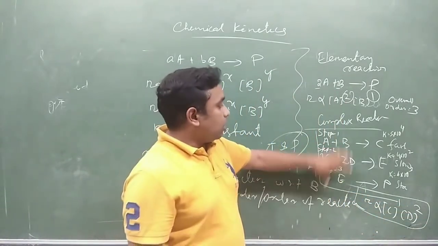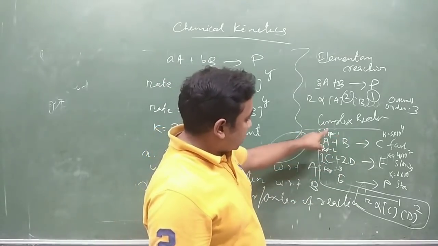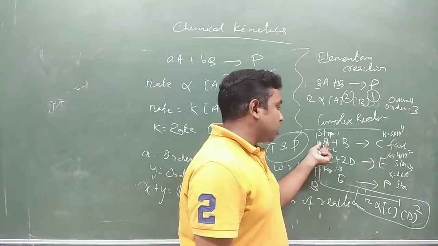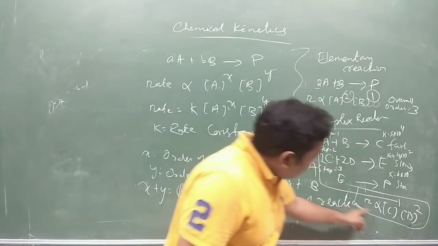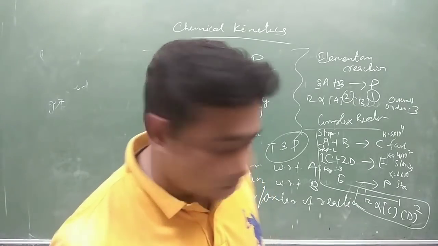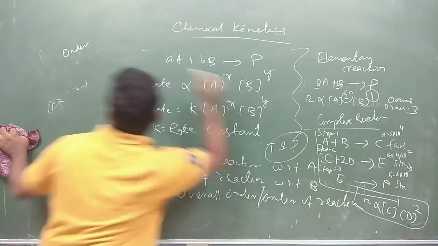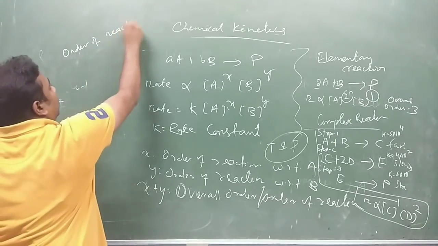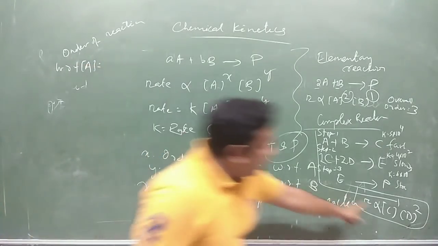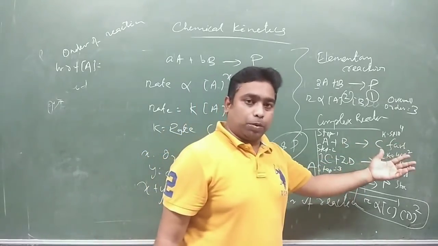Now you may be asked, what is the order of this complex reaction with respect to A? What will be your answer? Let's see whether A is involved in the rate law or not. If A is not in the rate law, its order is 0. So the order of this complex reaction with respect to A is 0. Why? Because A is not in the rate law, since it is not in the slow step. Only what is in the slow step affects the rate.